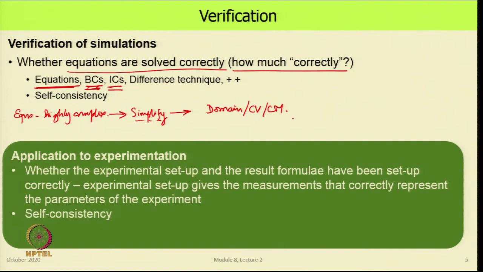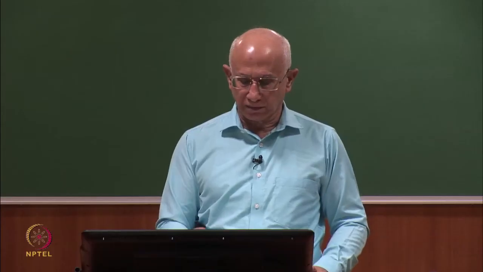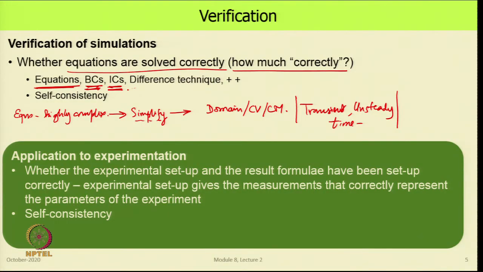In transient problems, or in what we may call unsteady phenomena, time dependence is an issue, and for that we need initial conditions: at time t equal to 0, what is the system like, and then we start solving the equation. There also we could have made some model or an approximation.